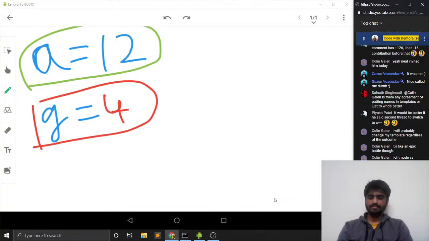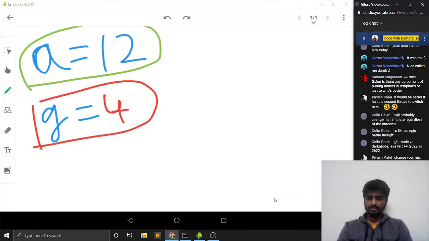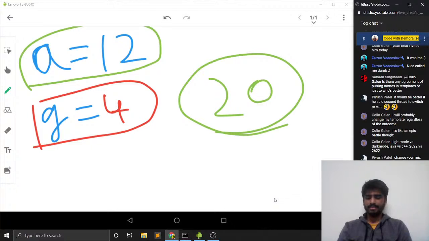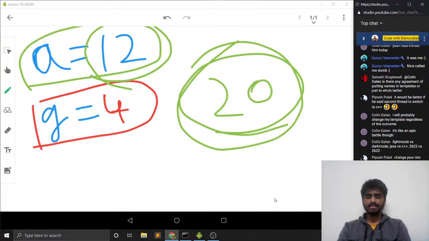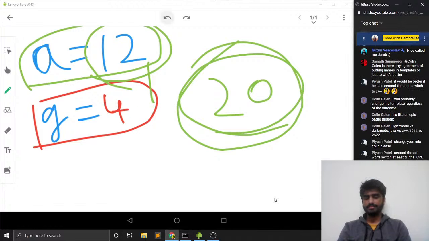Okay, I think I did another thing wrong. Let's say we had an element 20 in the array. So we could have taken 12 and 20 together, and then the GCD would have become 4. And I totally missed this part out.